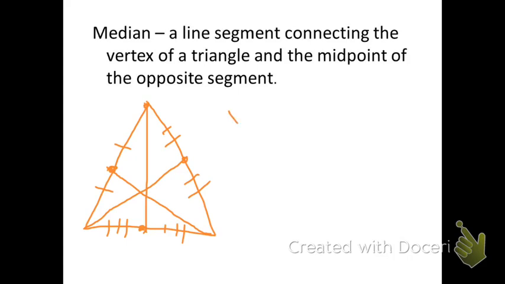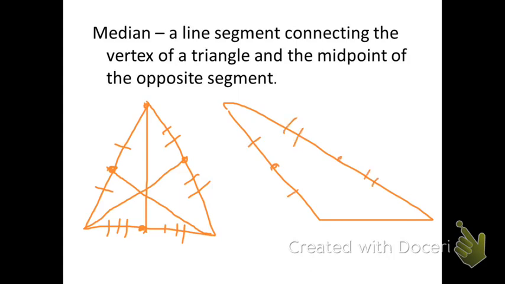And in obtuse triangles, it would sort of look the same. We would find the midpoint of all the sides and connect one vertex to one of those midpoints. So here is just one example of a median in an obtuse triangle.